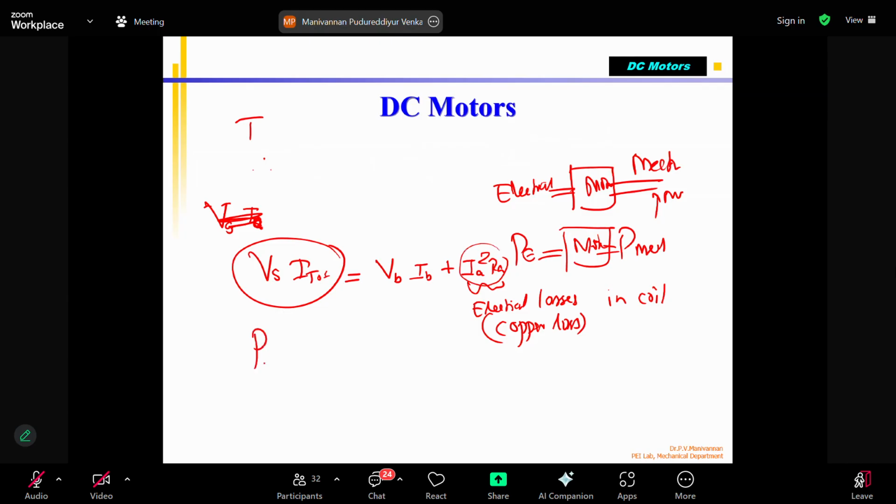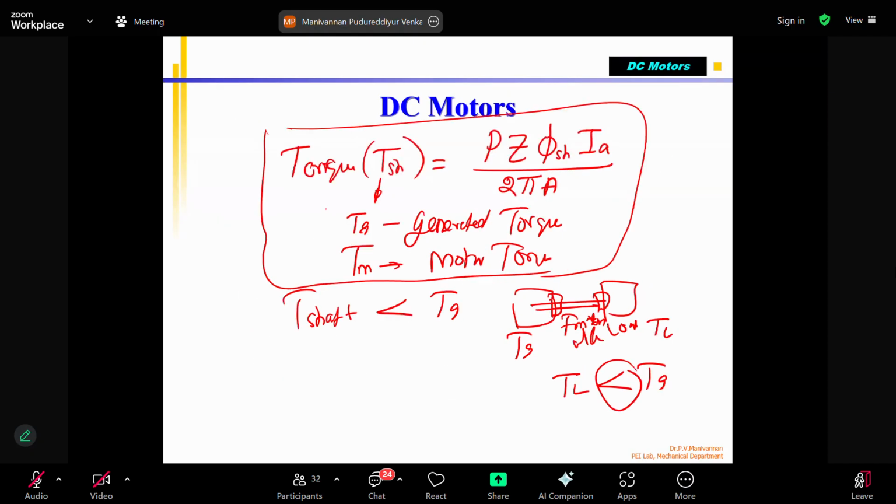So the mechanical power equals TG multiplied by omega. TG is the generated torque, and omega is the speed of the motor in radians per second. So we know that VB into IA equals T into omega. The field coil remains constant, and basically VB is going to vary. VB is proportional to speed. Already we saw the equation: VB is proportional to speed, with all other things constant.